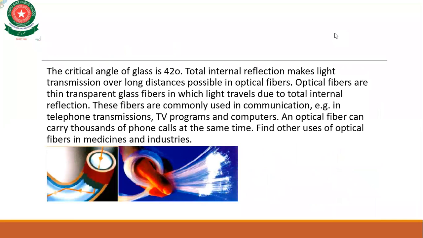The critical angle of glass is the information which shows that total internal reflection takes place and makes light transmission over long distances possible in optical fibers. Optical fibers are thin transparent glass fibers in which light travels due to total internal reflection. These fibers are commonly used in communication, like in telephone transmissions, TV programs and computers. An optical fiber can carry thousands of phone calls at the same time.